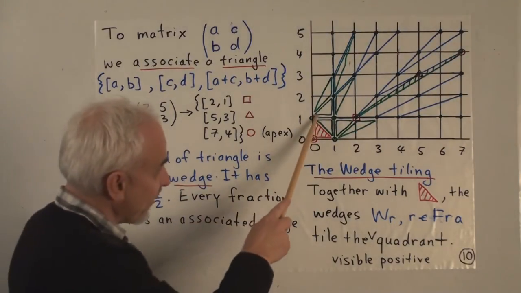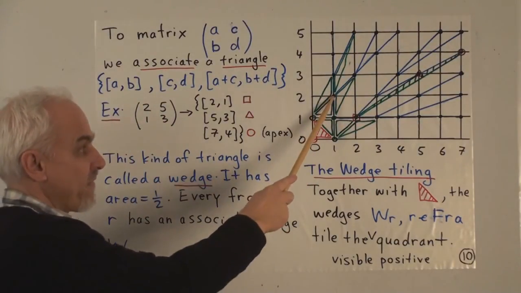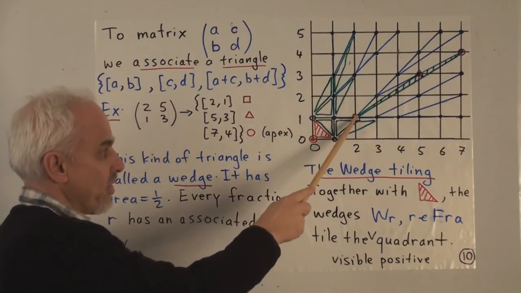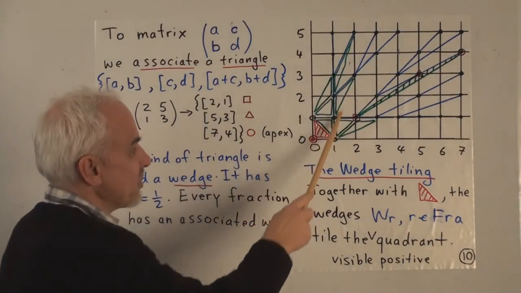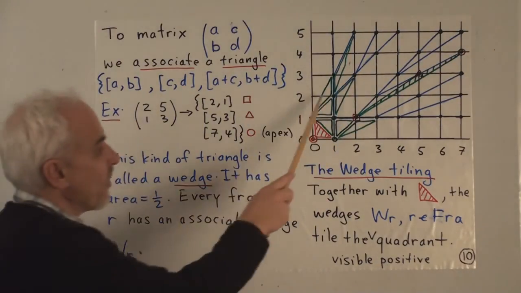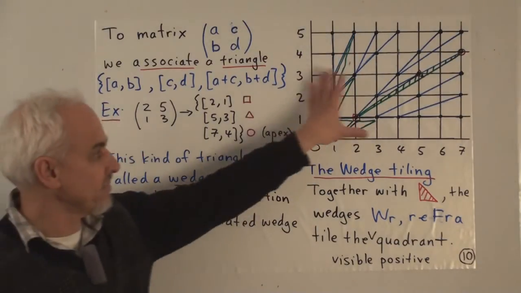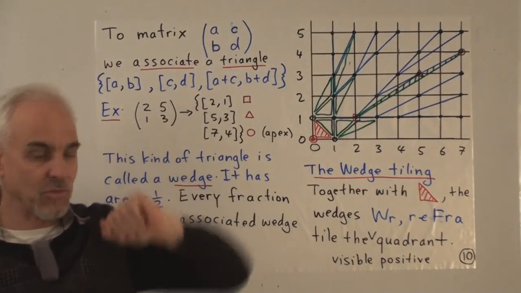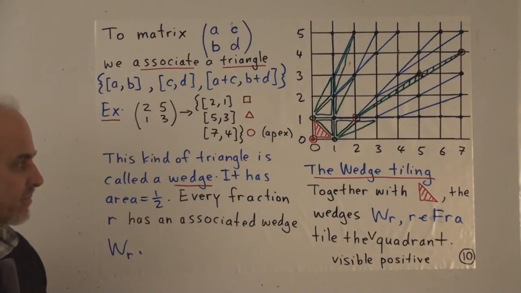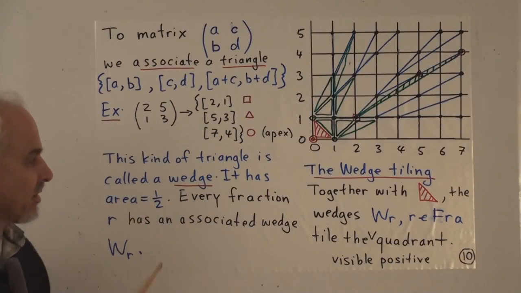So here are some other examples of wedges. This wedge here, for example, is associated to the point 1/2. This wedge here is associated with 2 over 1. This wedge here with 3 over 1. This one here is associated to 2/3. This one here to 2/5. I haven't drawn more, but if I drew more, you would see that they fill up the entire visible positive quadrant. There are some interesting properties of these things, which I might talk about a little more later on in this course.